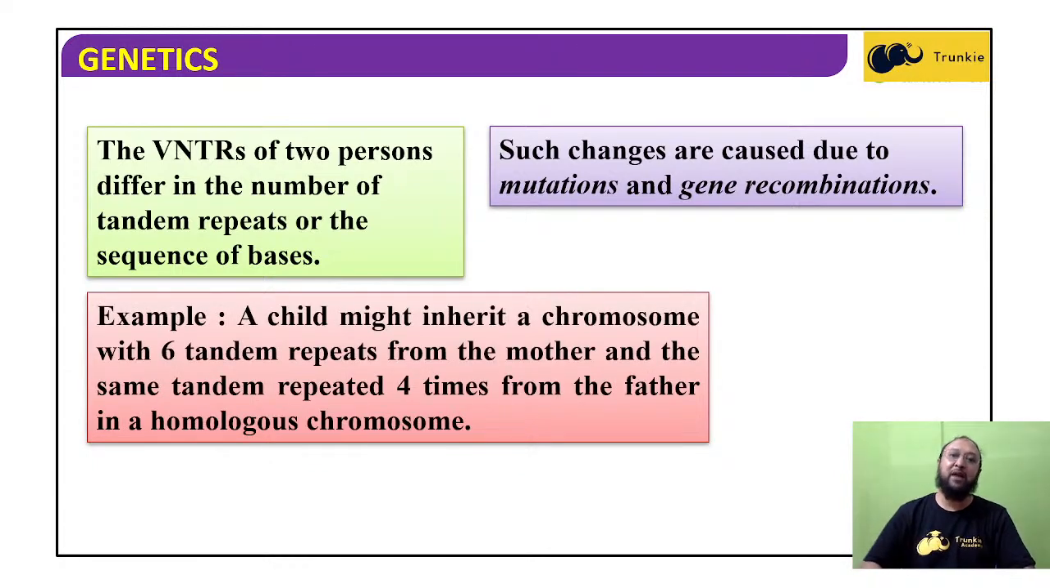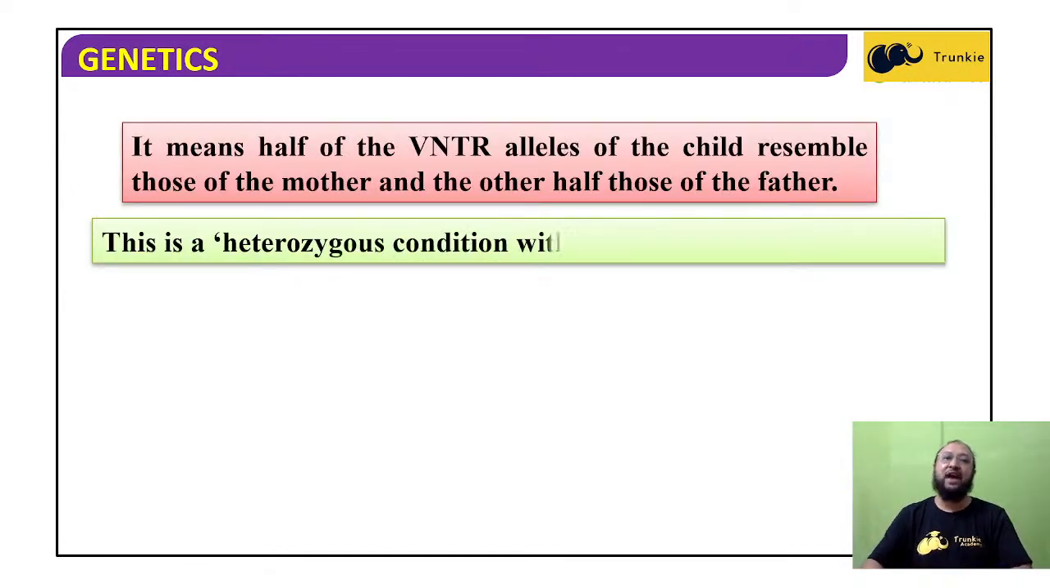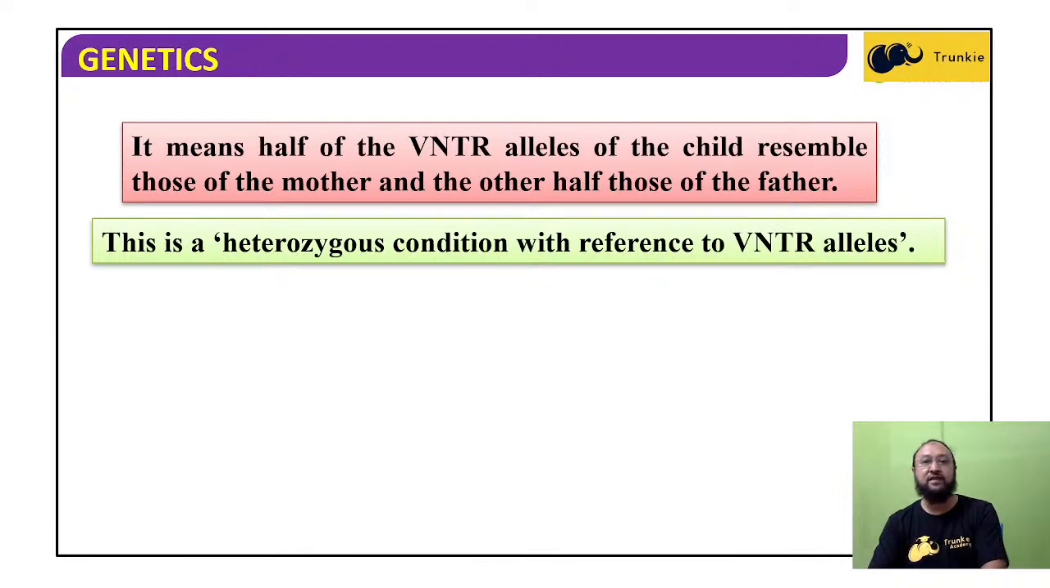Another example: a child might inherit a chromosome with 6 tandem repeats from the mother, and the same tandem repeat 4 times from the father, in a homologous chromosome. So 6 tandem repeats will be from the mother and 4 from the father in the homologous chromosomes of the child. It means that half of the VNTR alleles of the child resemble those of the mother and the other half those of the father. So this is the heterozygous condition with reference to VNTR alleles.